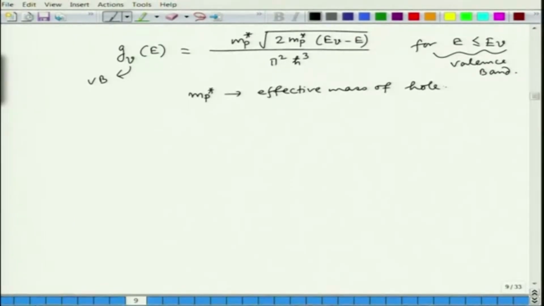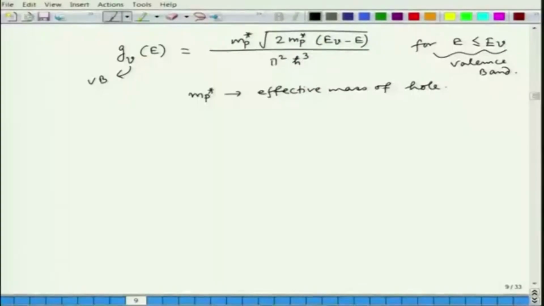So, here you can see that in the band gap there will be no density of state, right, nothing will be available. And that is why it is called band gap. No state is available in that energy level.